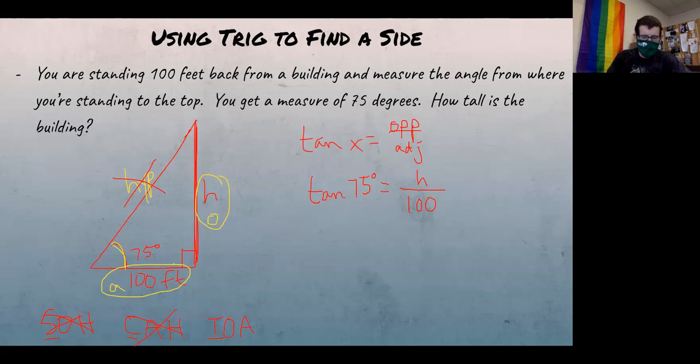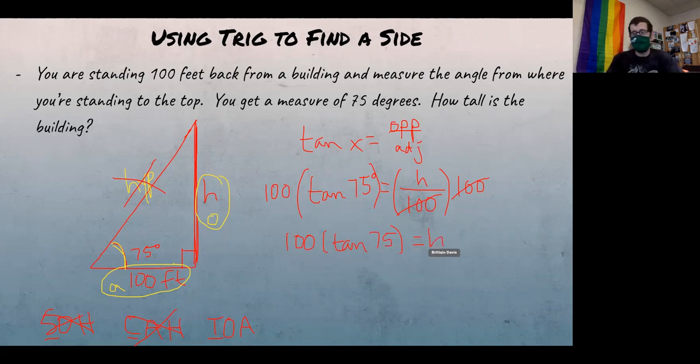All right, but let's not worry about the ratio or the proportion anymore. Let's set it up the way that we would typically solve this. I want to get rid of the denominator every single time, so I multiply by whatever's in the bottom. If the h was in the bottom, I'd multiply by h, but now I'm multiplying by 100. So that causes those 100s to cancel out. I have 100 times the tangent of 75 equals h.